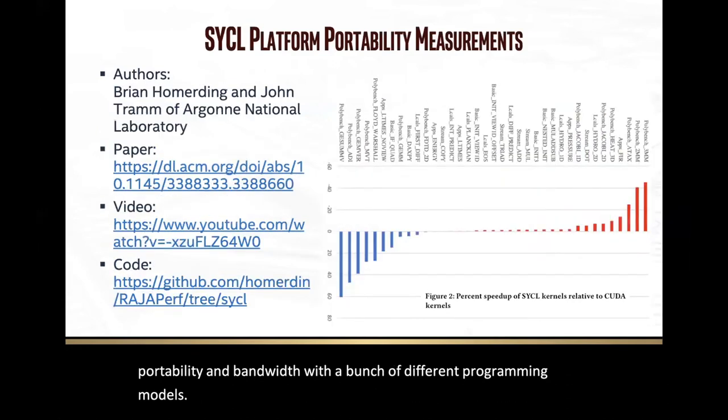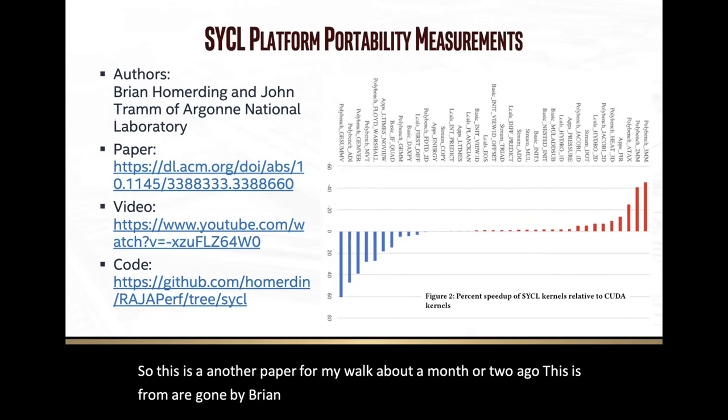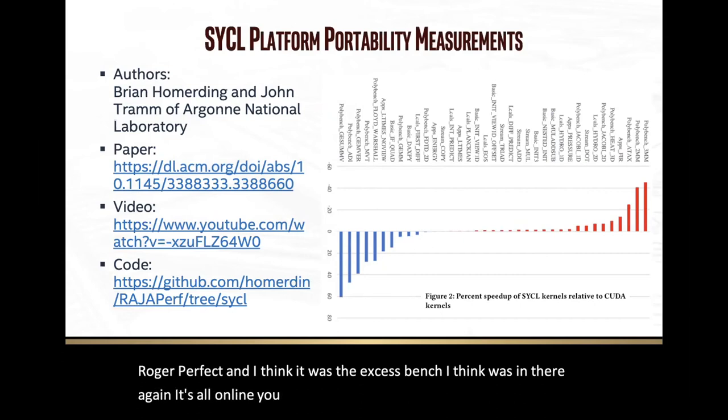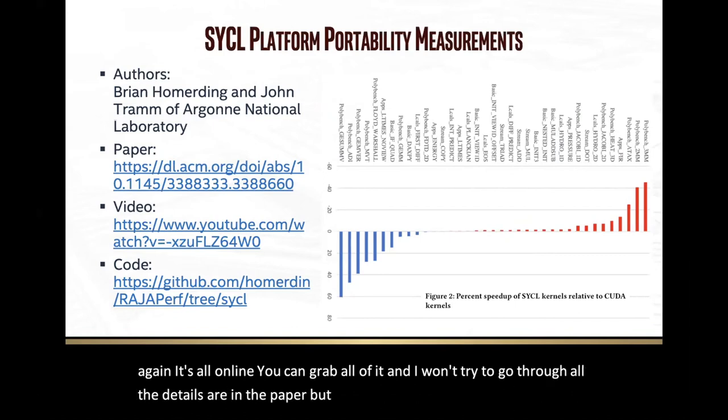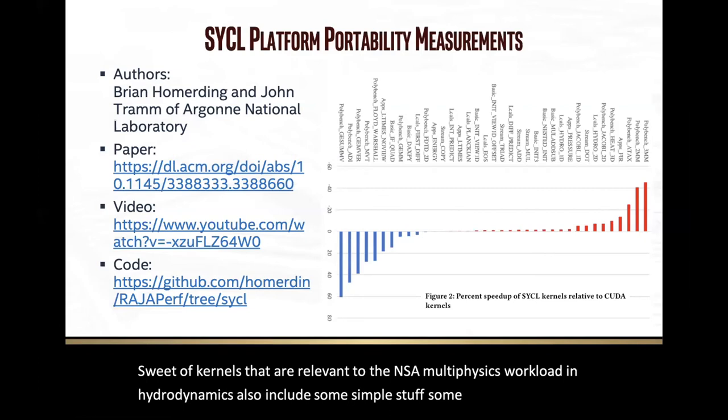This is another paper from iWackle about a month or two ago. It's from Argonne by Brian Homerding and John Tram. They have results with RajaPerf, and I think XSBench was in there. Again, it's all online. You can grab all of it. I won't try to go through all the details because they're in the paper, but RajaPerf is a suite of kernels relevant to the NNSA multi-physics workload and hydrodynamics. It also includes some simple stuff, some complicated stuff, a variety of different kernels.